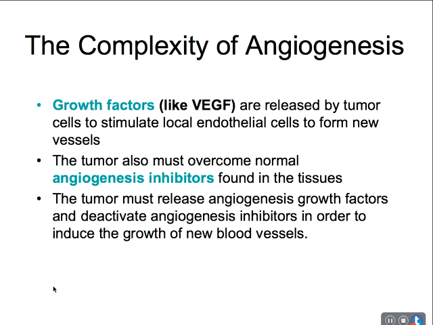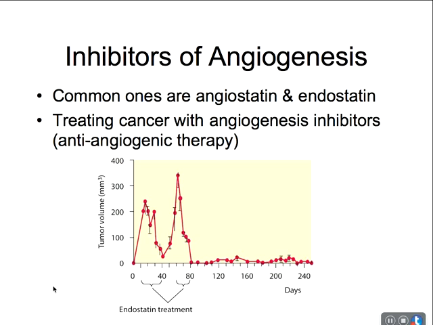So you have a balancing act from a cancer cell's perspective. I need to make the activator and I need to get rid of those inhibitors. Two different things need to happen for this process to occur. So the tumor must release angiogenesis growth factors, and it must also deactivate inhibitors in order to induce the growth of new blood vessels. Let's talk about the other side of the equation, those inhibitors now. Inhibitors of angiogenesis, you probably have heard of them before. The most common ones are angiostatin and endostatin. These are both inhibitors of angiogenesis found naturally in the tissues. We find them at high levels in healthy tissues.